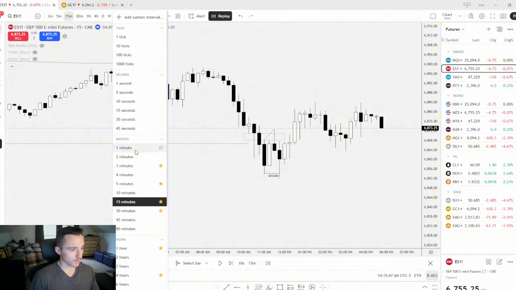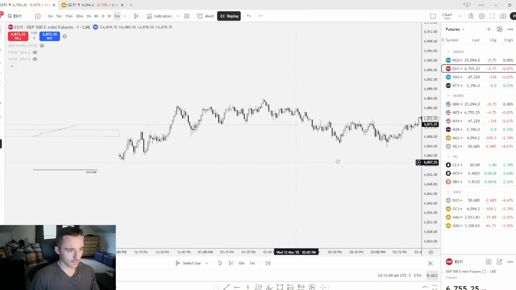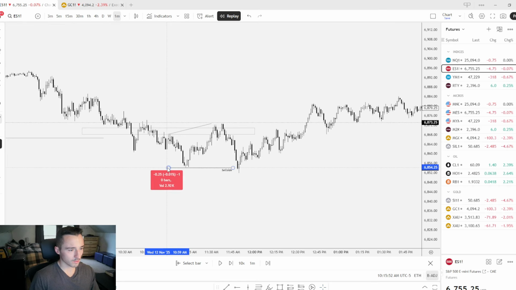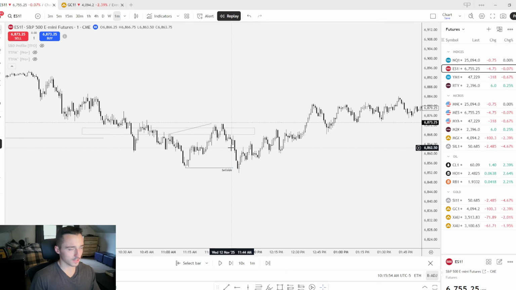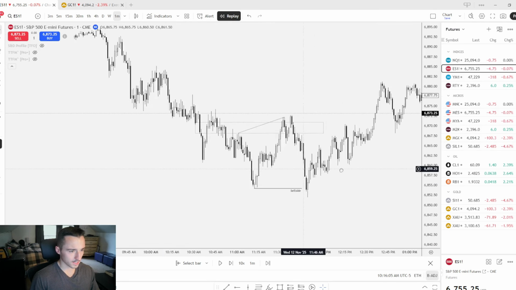So I just went down to the 1 minute. If I'm looking for a scalp after the target's hit, this is all you have to do: just look for that SMT, wait for a reversal candle to be printed inside of a key level, and then target the obvious draw on liquidity. In this case, it's this sell side.